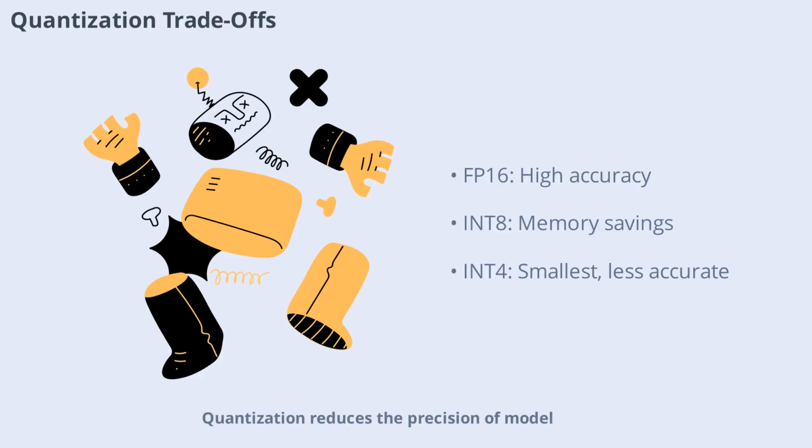Quantization reduces the precision of model weights to save memory and boost throughput. FP16 offers high accuracy but is resource-intensive. INT8 cuts memory use by half with minimal accuracy loss, while INT4 enables massive models on small GPUs but may degrade complex reasoning. For example, quantizing a 70B parameter model to INT4 lets it run on a single workstation GPU, trading a small drop in accuracy for huge infrastructure savings.